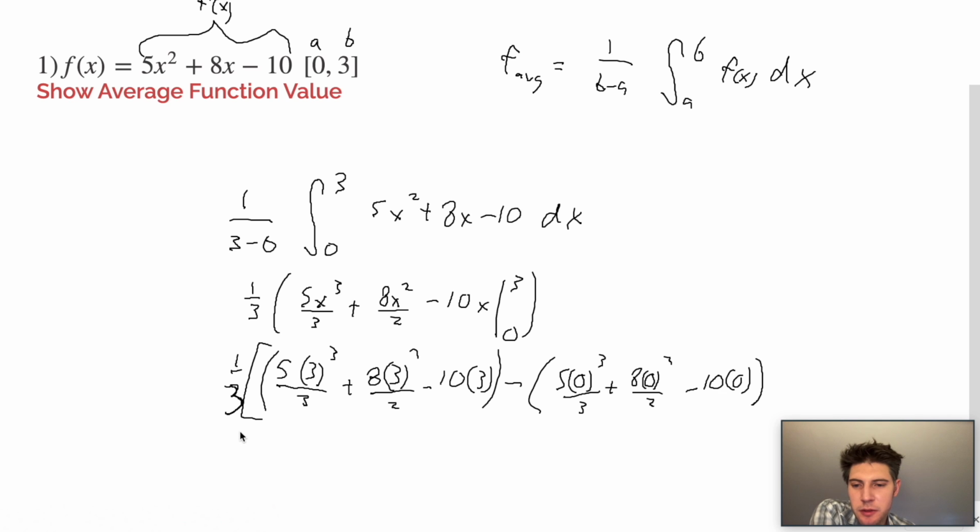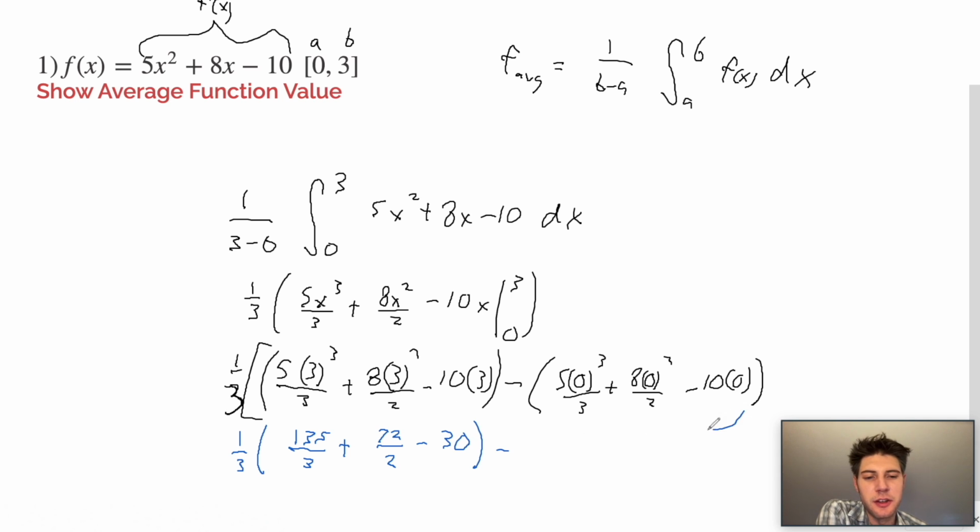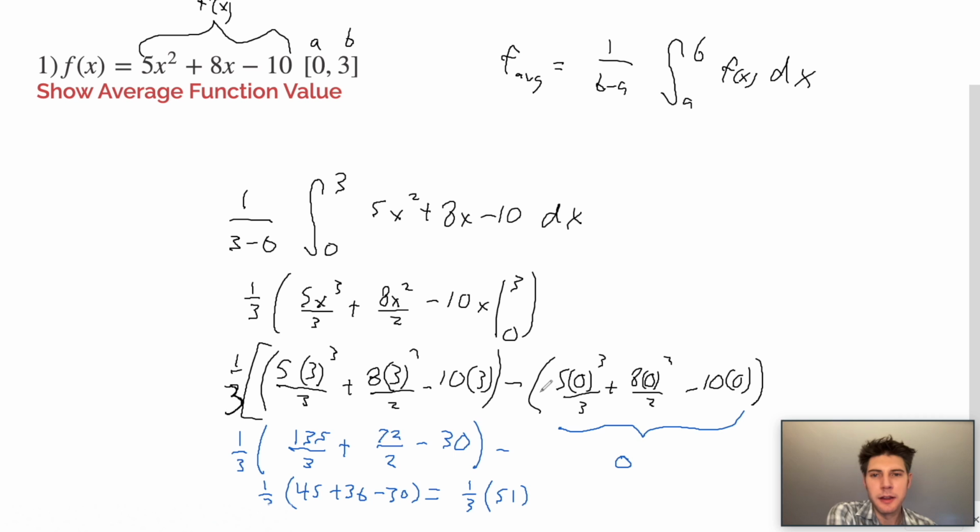So next we bring down the 1/3. 3 cubed is 27, and 5 times 27 is 135. So this is 135 over 3 plus, and then 3 squared is 9 times 8 is 72 over 2 minus, and 10 times 3 is 30. And then all of these just change into 0. 135 over 3 is 45. We'll bring down the 1/3 plus 36 minus 30. Hold on, 45 plus 36 minus 30, and that's 1/3 times 51. And that ends up being 17. So the answer should be 17.